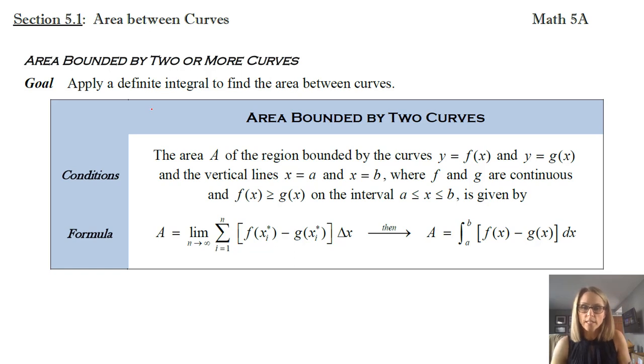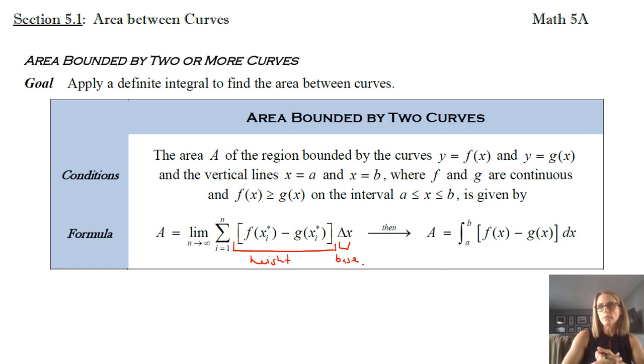So this is still the idea of a bunch of rectangles. When you look at this piece, this is the height of the rectangle, and that height is simply the difference in the y values, because that's how tall each rectangle is. And then of course you still have your change in x, which is the base of the rectangle. So as opposed to the height of the rectangle being the difference between the y value of the function and the x-axis, now it's the difference between the two functions, the two y values. That's the height. So that's really the only difference here.